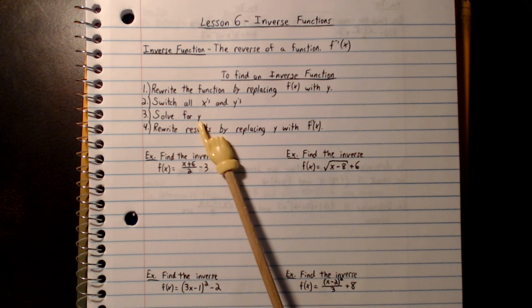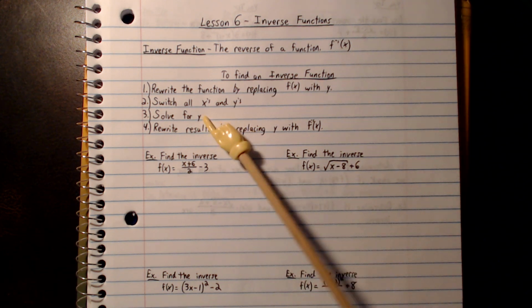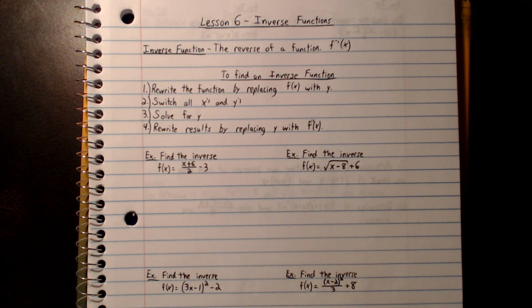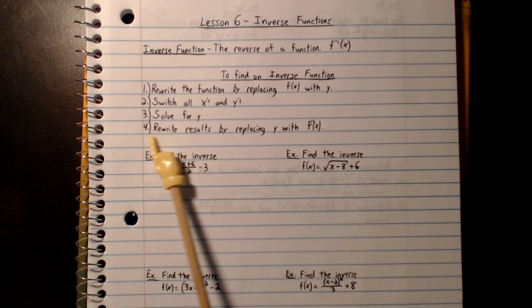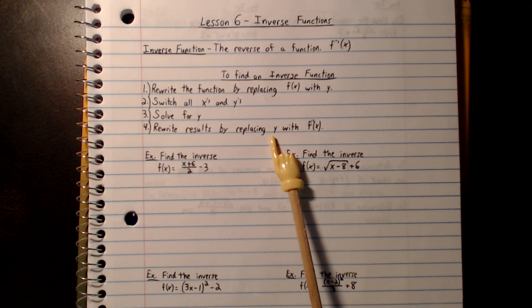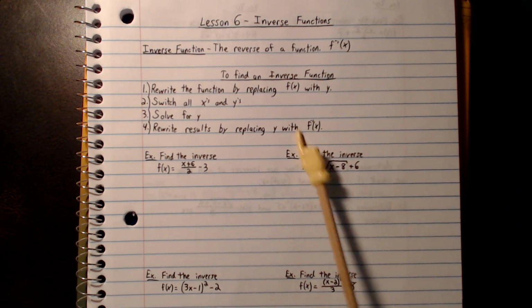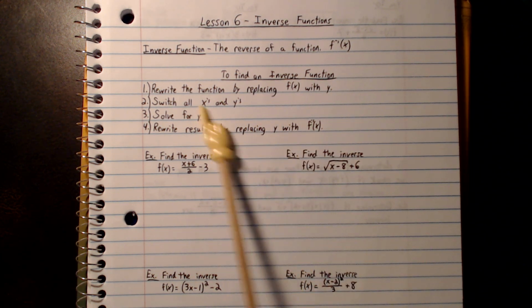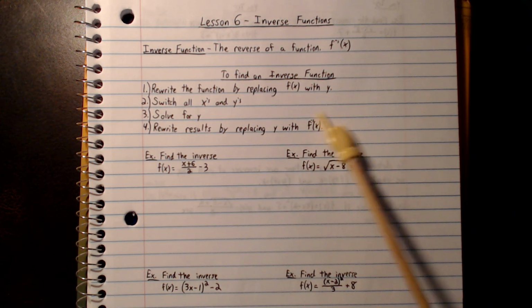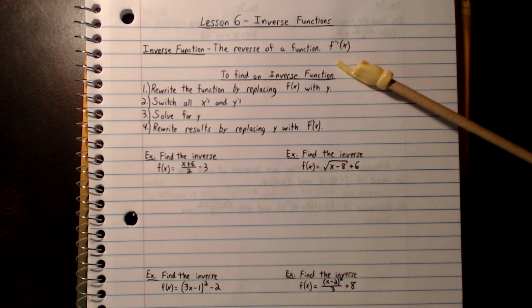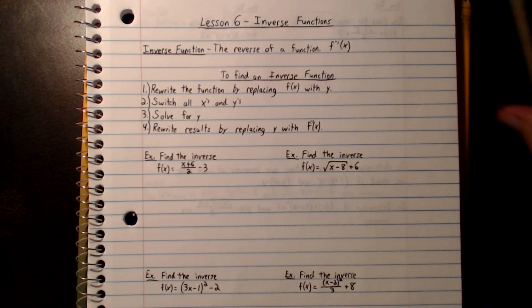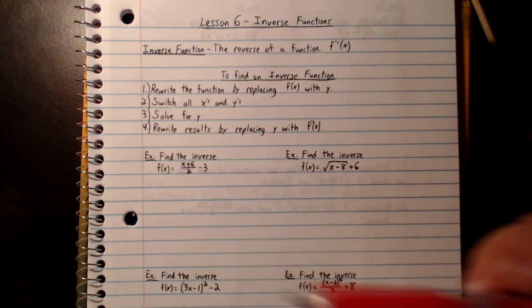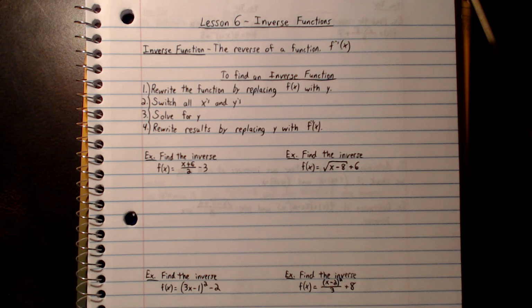Third step, solve for y, meaning isolate y. You want to get y all by itself, because we have already switched these. And then finally, we're going to rewrite the results by replacing y with f inverse. Once you solve for y at this point, it's an inverse, so we want to show that it's the inverse. We're going to do each of these 4 steps. The first one I can write what step we're on as we do it. The rest of the time, I'm not going to write those steps.